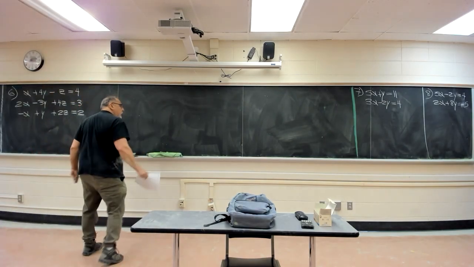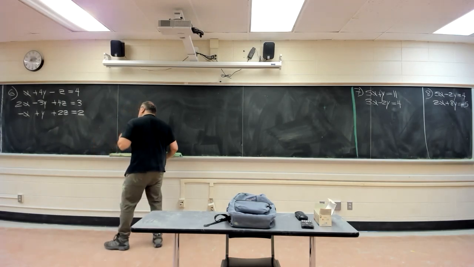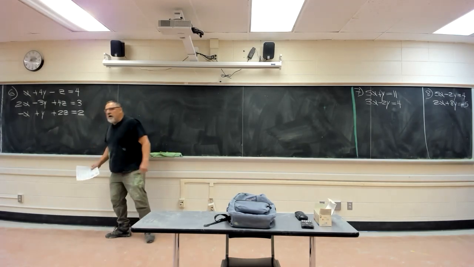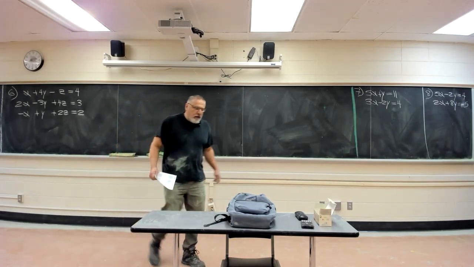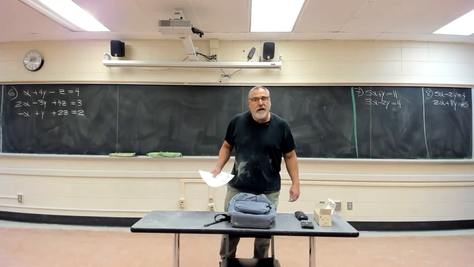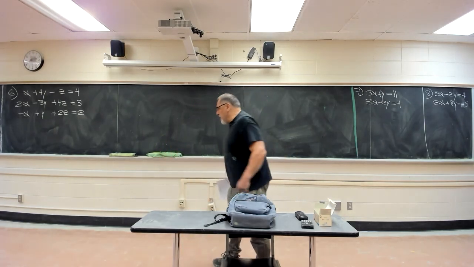Okay, everyone, let's keep going. Let's go to number 6. 3 equations and 3 unknowns. You got to find x, you got to find y, you got to find z. X, y, z is what we have to find. 3 equations and 3 unknowns.